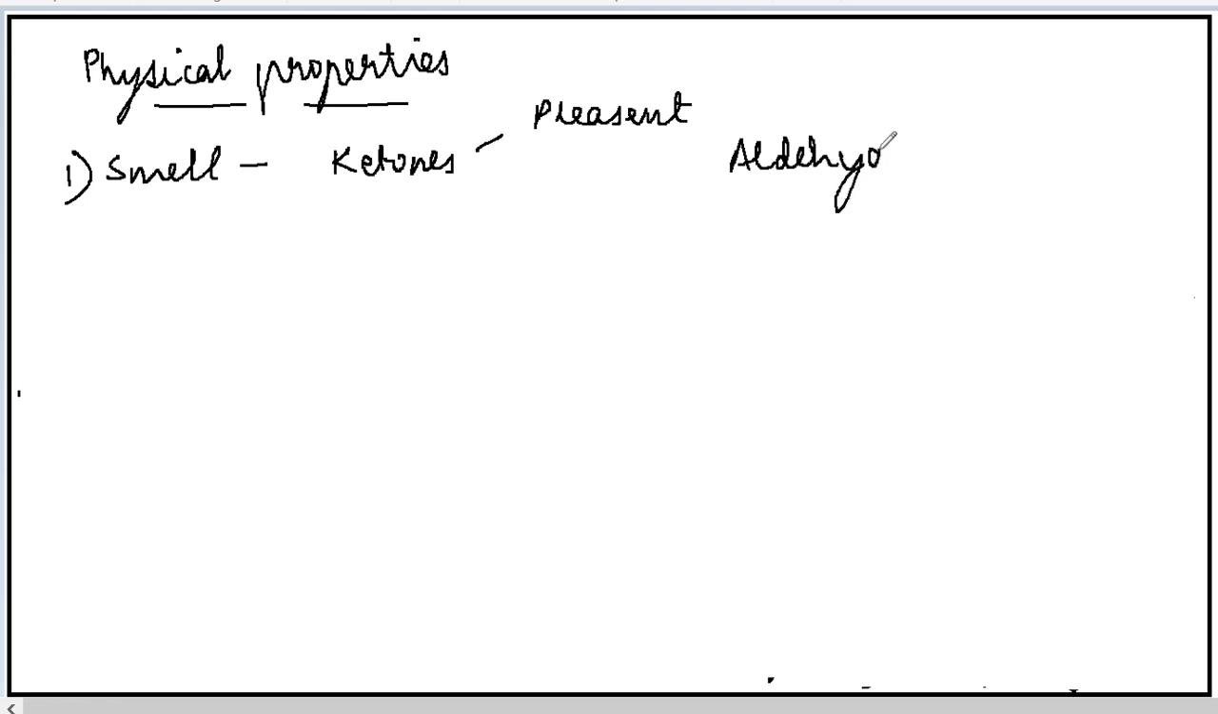The first property is smell. Ketones have a pleasant smell and aldehydes have a pungent smell.